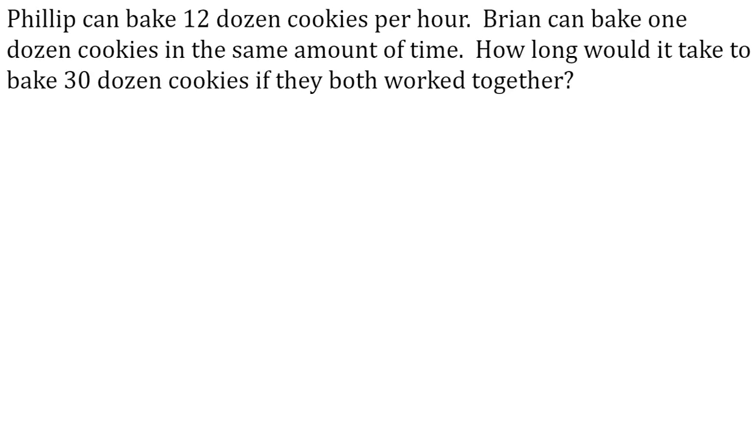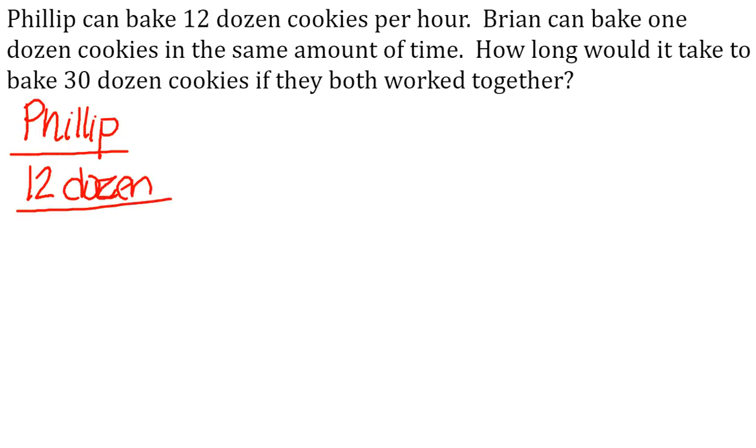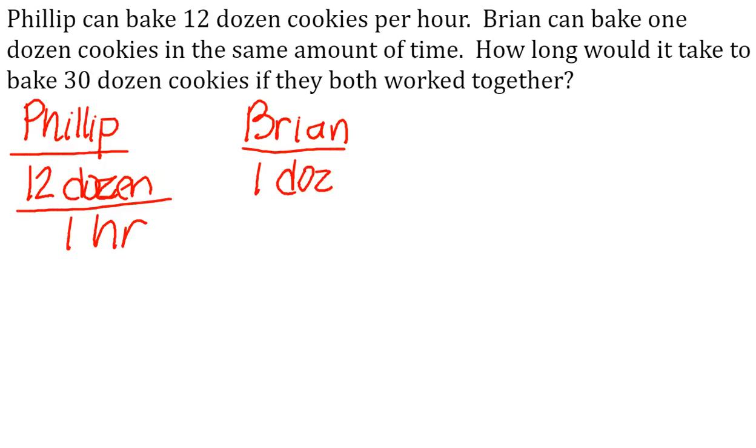So what do we know about Philip? We know that Philip is able to bake 12 dozen cookies in 1 hour. Let's take a look at what we know about Brian. We know that Brian is able to bake 1 dozen cookies in 1 hour. And we know it's 1 hour because it says it's the same amount of time as Philip. So that's also 1 hour.